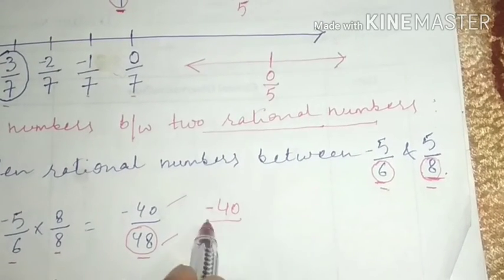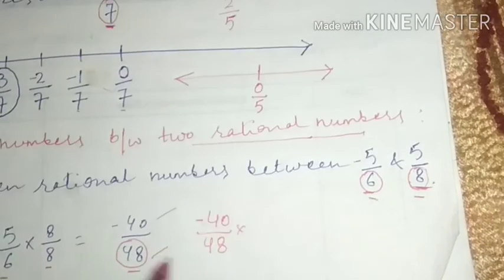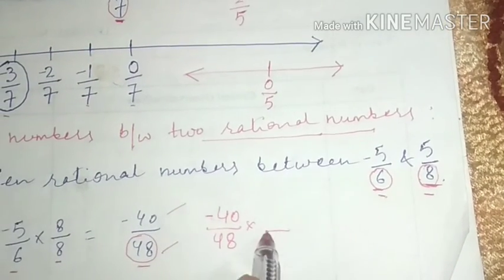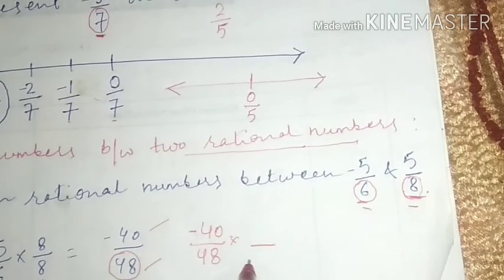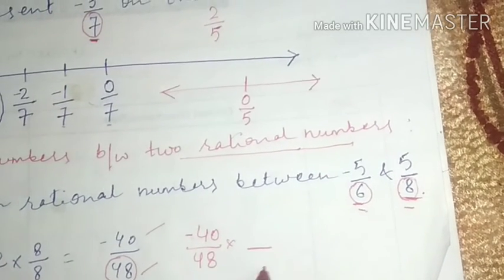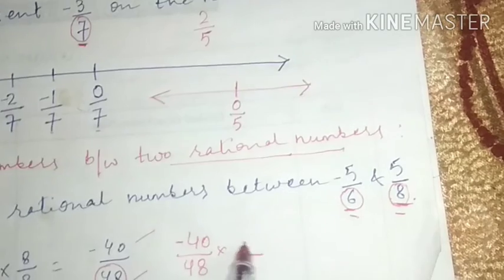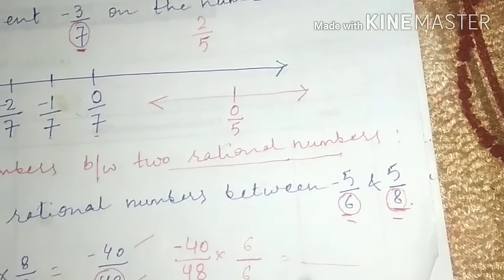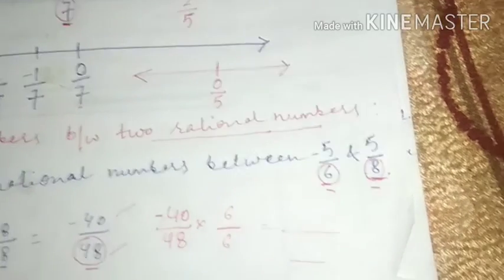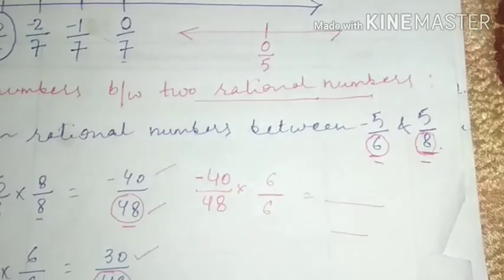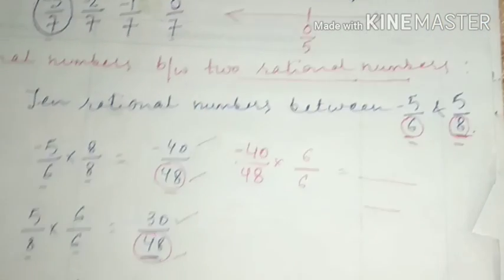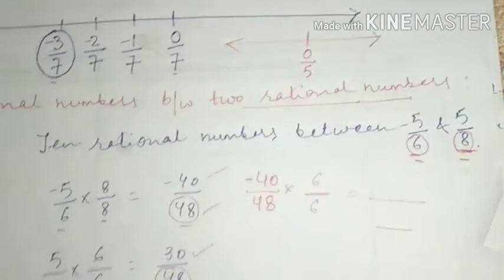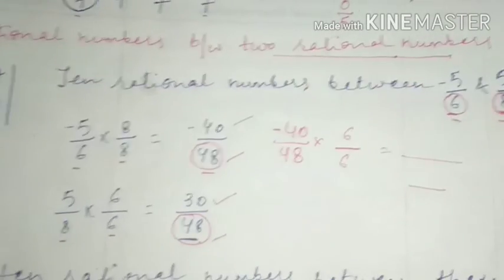So we have minus 40/48. Now how will I get a bigger denominator over here? By using the concept of equivalent rational numbers, that is, we will multiply this number by any number, that is 6. So now you can get a bigger denominator over here, and then you can get other rational numbers as well. So now using these concepts, you can get so many rational numbers between two rational numbers.